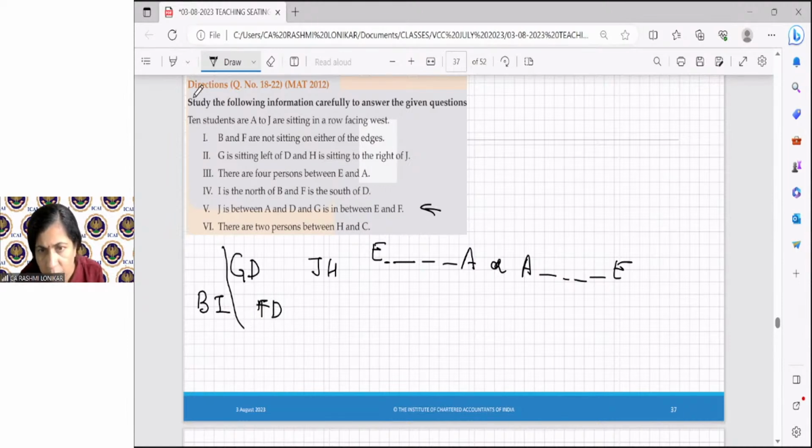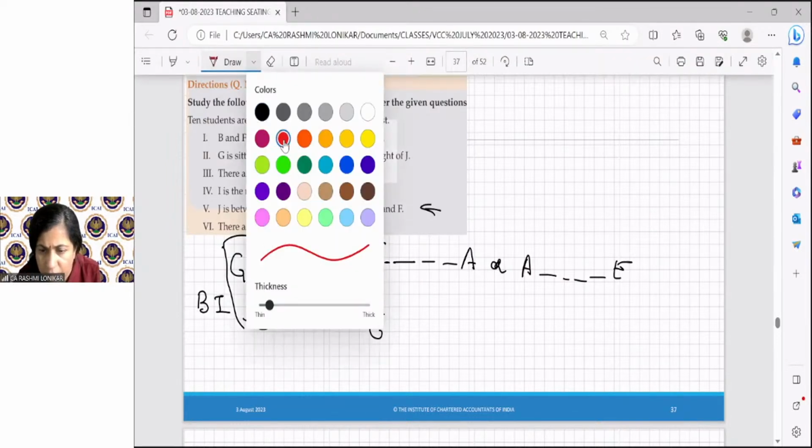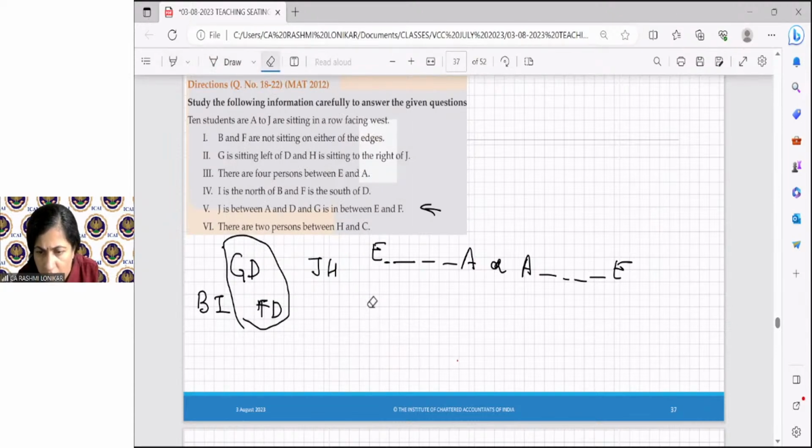Now can you see? You have GD and FD. G is sitting to the left of D, and here they are saying F is to the south of D. So in the GD, I will have GFD, because F is to the south of D, and G is sitting to the left of D. Both these conditions are satisfied when I put F in the middle. There are 4 persons between E and A.